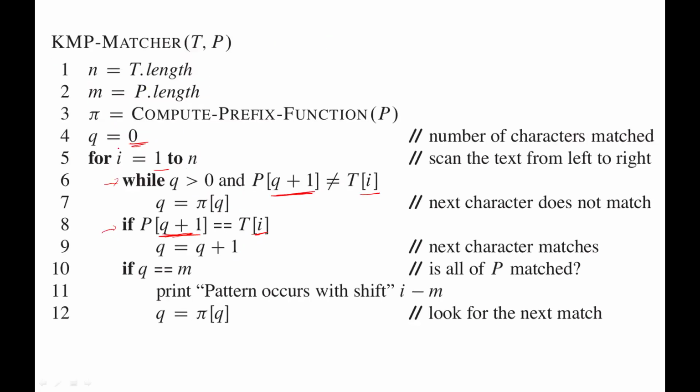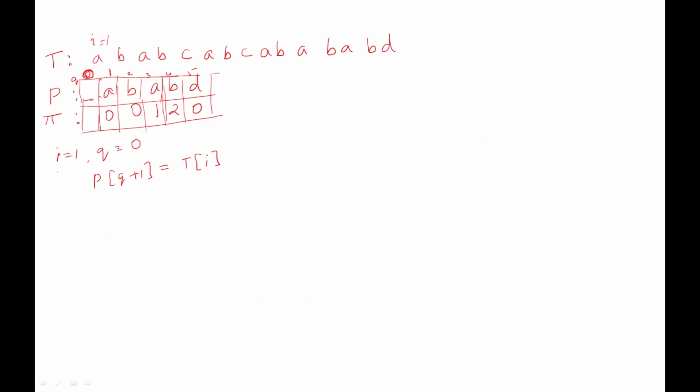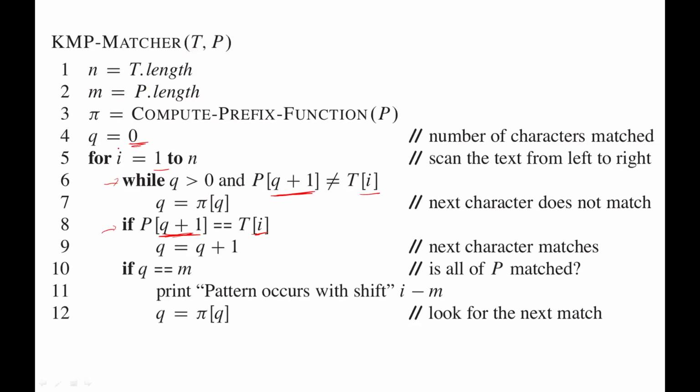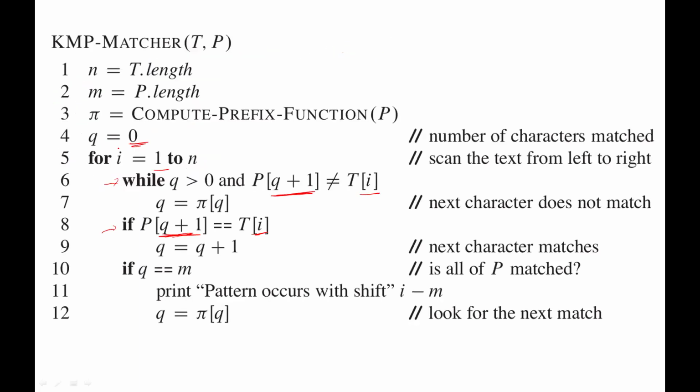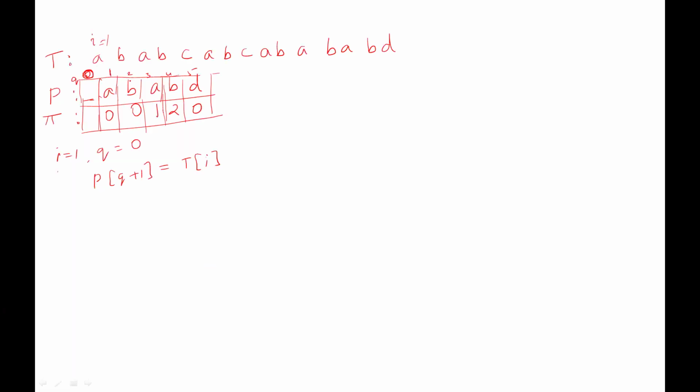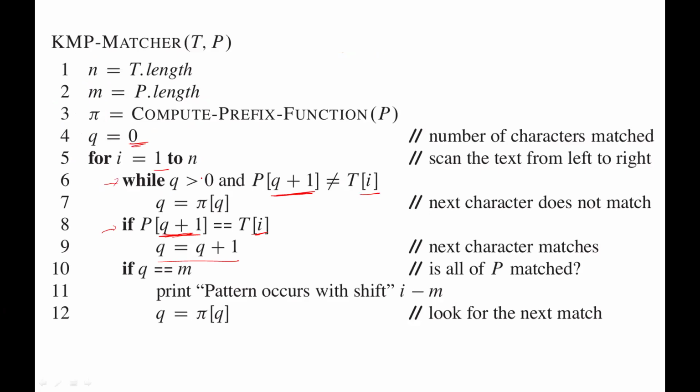Q plus 1 means we are checking P of 1, and T of I means T of 1, which is also an A. Because they are the same, we just shift. Look at the code: Q is equal to Q plus 1. So increment the value of Q. Q was initially here, now Q is over here. Now again we check Q plus 1, so we check whether P of 2 is equal to T of I in the next iteration.